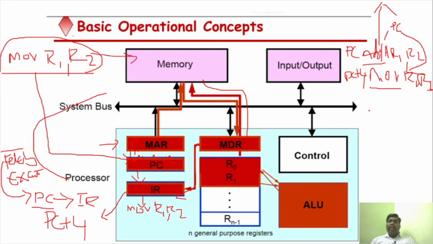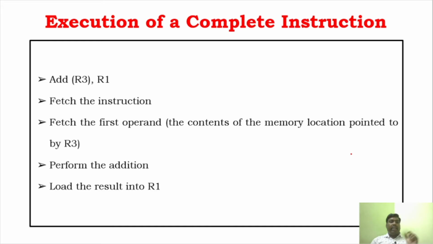Here you have to understand that the fetch phase performs two operations. One is that the content of PC is moved to IR. Another is that, in parallel, PC will also be incremented to the next instruction. Why I'm stressing this here is that you have to explain the complete operation. Clear so far? Now we'll see this particular example.